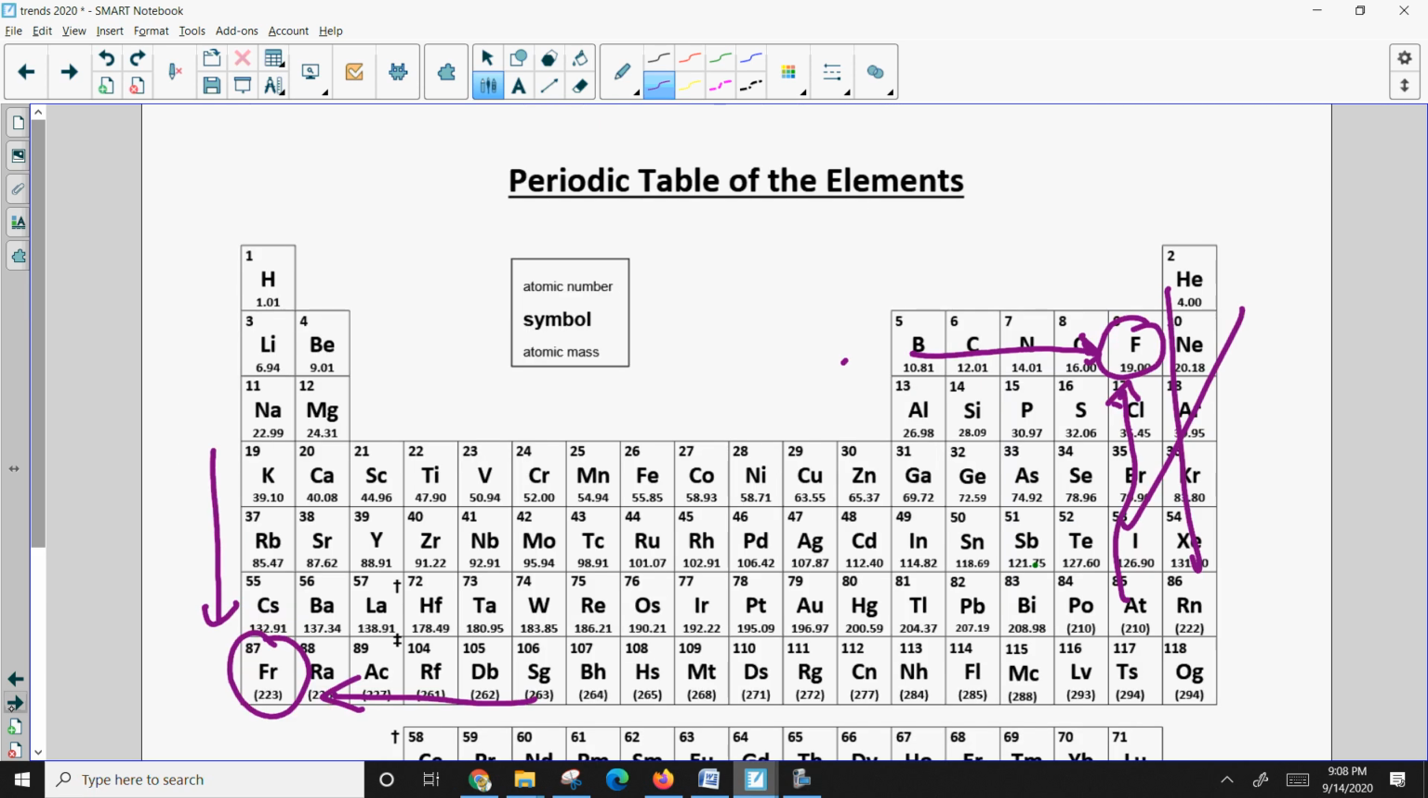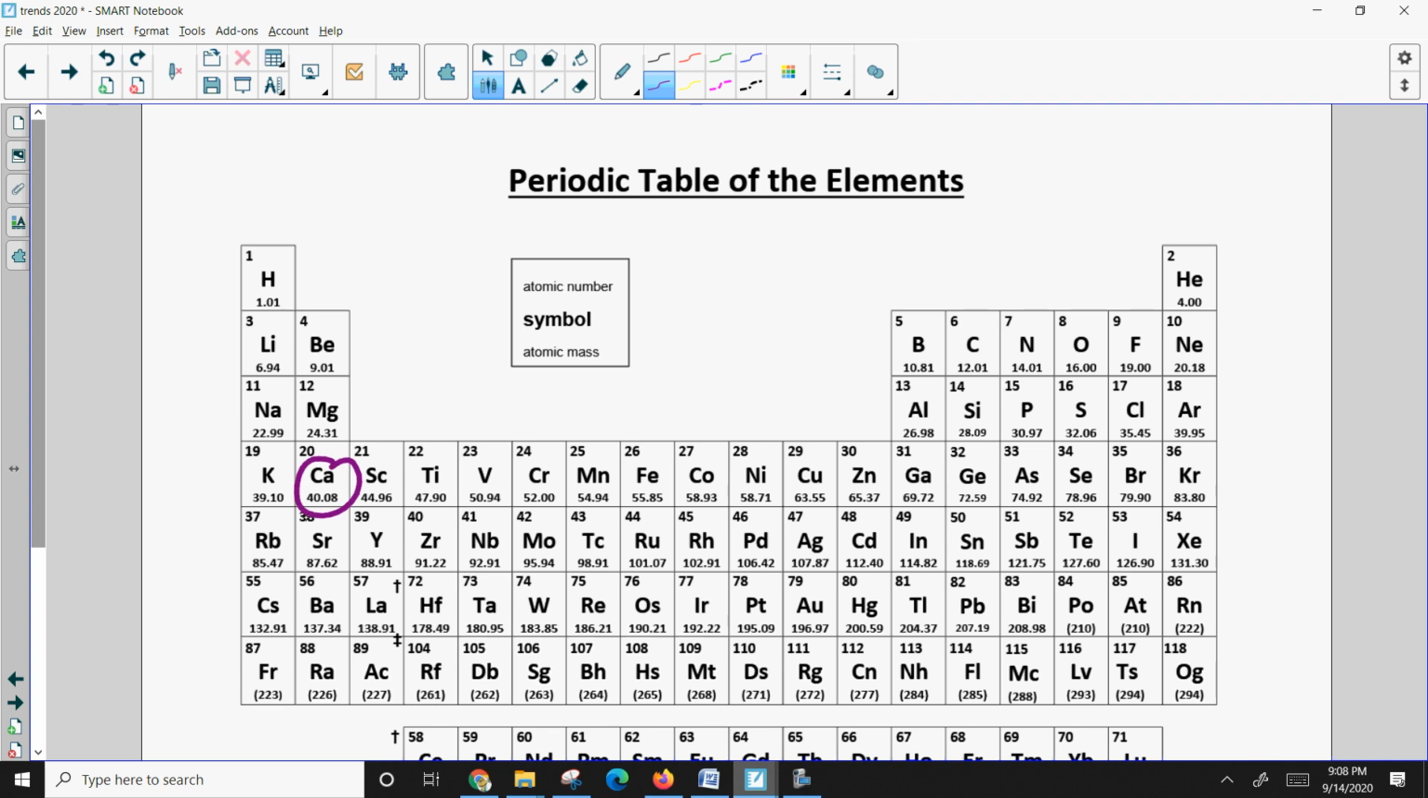So let's look at some of these trends and see how I might ask you questions on an assessment. I might ask you something like this: which metal is most reactive, calcium or titanium? What you do is look at how close they are to francium. Remember, as you go across this way, the reactivity increases. So calcium is going to be more reactive than titanium.